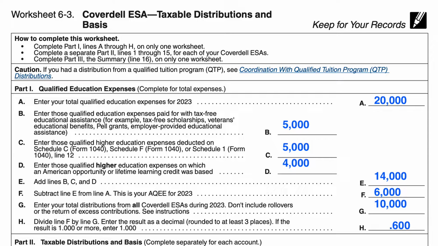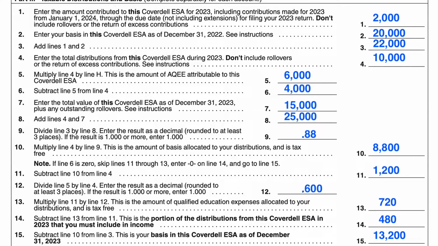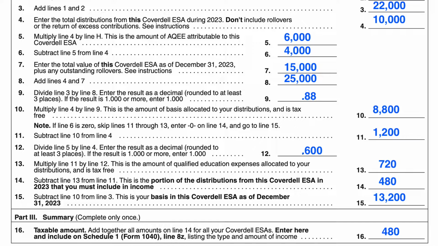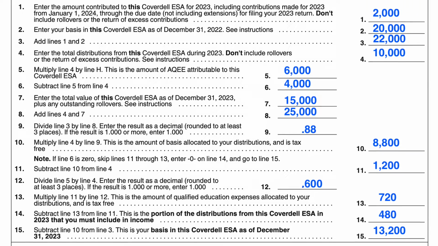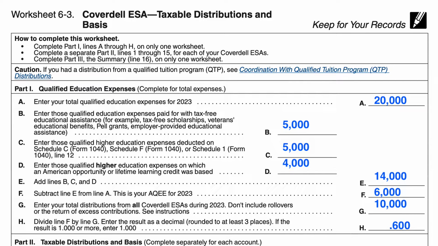Part one is going to be where we calculate the qualified education expenses. We'll talk about that momentarily. Part two, we're going to actually go through and calculate the taxable distributions and basis. And then finally, in part three, we're going to summarize everything basically based on what the calculations would have been for all of our Coverdell ESAs.